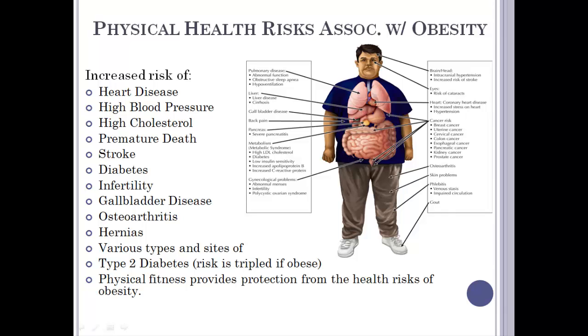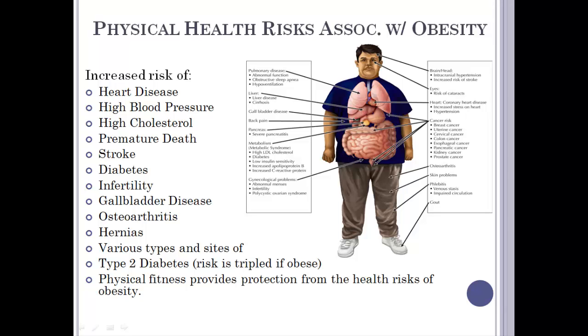Some of the physical health risks associated with obesity, and please know this is not a comprehensive list, include an increased risk of heart disease, high blood pressure, high cholesterol, premature death, stroke, diabetes, both type 1 and type 2, infertility, and this is the case for both men and women, gallbladder disease, osteoarthritis, as well as osteopenia, which is an early indicator of osteoporosis, hernias, various types and sites of cancer. I just see the word cancer is missing from the slide. Sorry about that. That should be cancer in there.